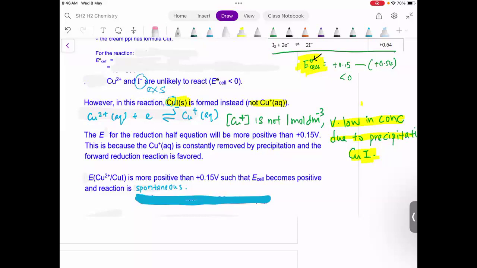It's no longer E naught, because it's the deviation from standard condition. So we put it as E value. It must become 0.5. It must be more than or equal to 0.5. Yes, more positive. We just say, no need. Oh, yeah. Understand.